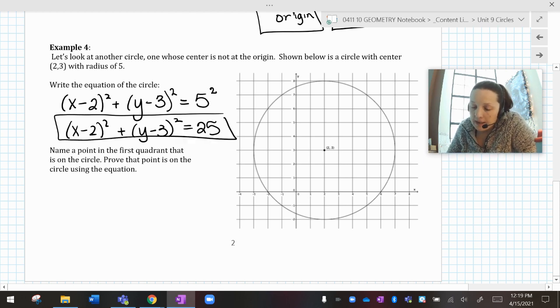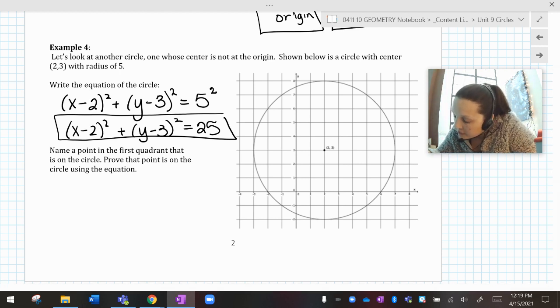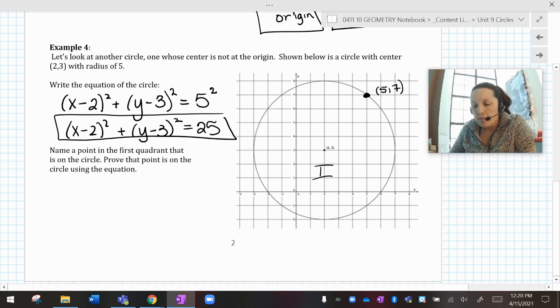Name a point in the first quadrant that's on the circle. Well, let's see. The first quadrant is this one. Let's find a nice point that's on the circle. How about, let's use this one right here. That's the point 5, 7. Prove that that point is on the circle using the equation.